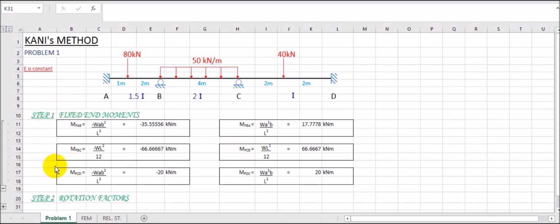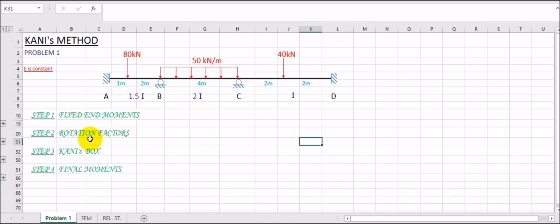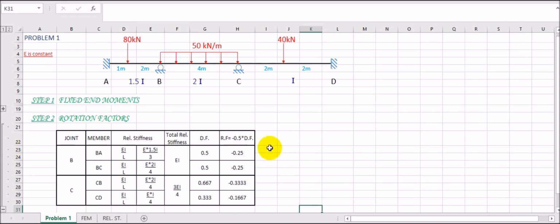Now step 2, which is very important for Kani's problem, is rotation factors. Let us see what rotation factors are. A rotation factor is similar to the distribution factors that we find in the moment distribution method, if you have done it. But if you have not done the moment distribution method, I'll explain what rotation factors are.